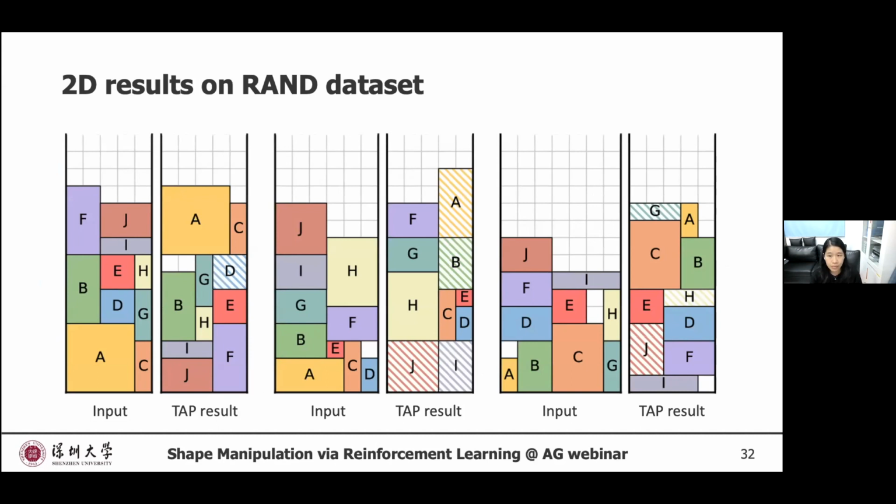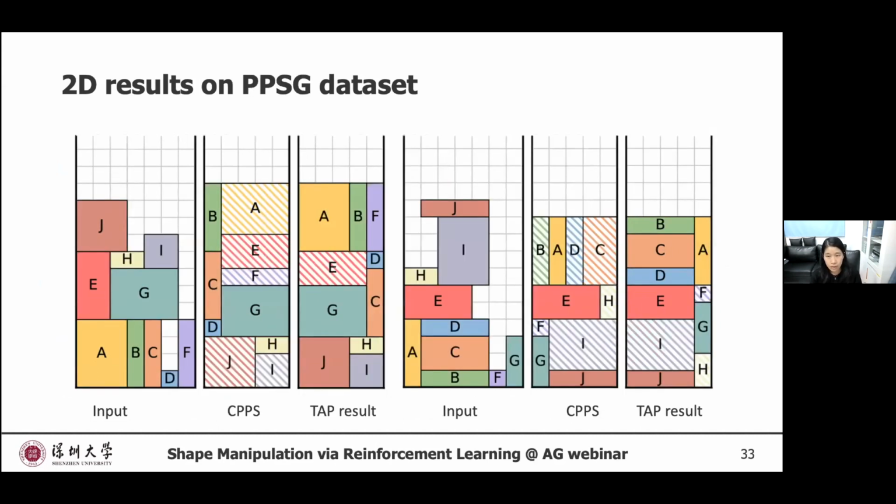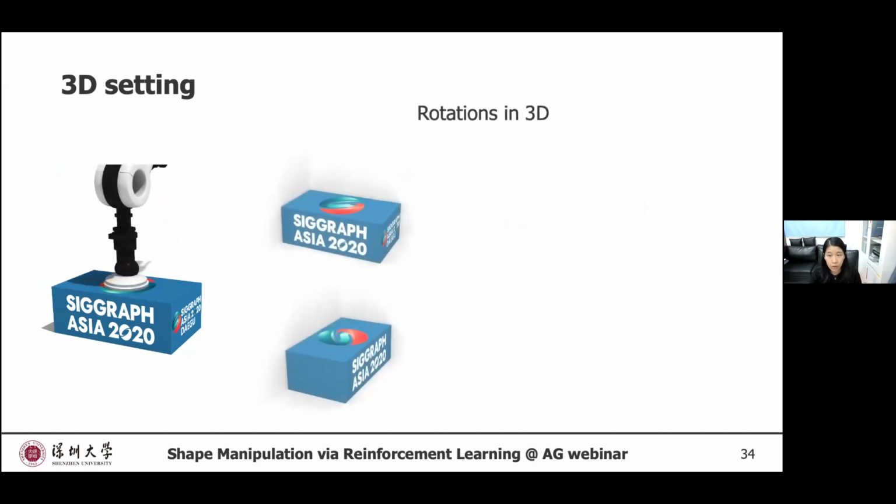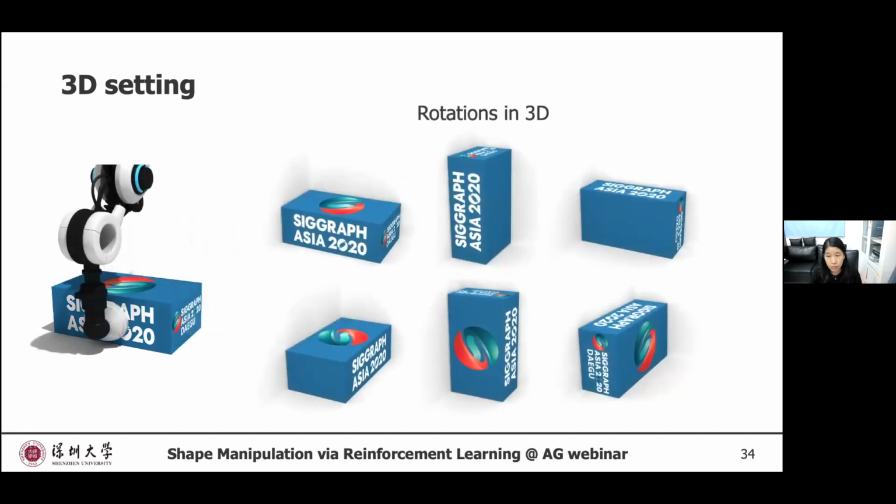Here we show some TAPNet results in 2D on the random dataset and a PPSG dataset. We can see that TAPNet is able to find perfect packing solutions other than the CPPS that were used to generate the input testing data. Note that our method can easily be extended to 3D, where the whole process is the same, and we just have 6 different states for 3D shapes instead of 2 in 2D.